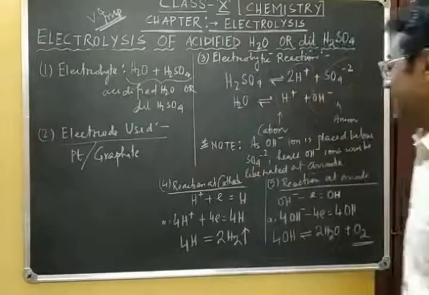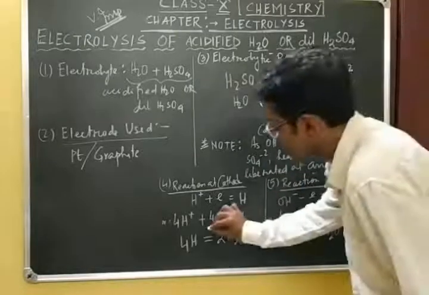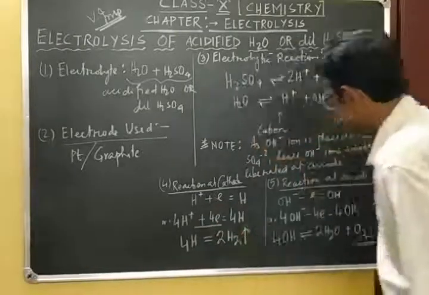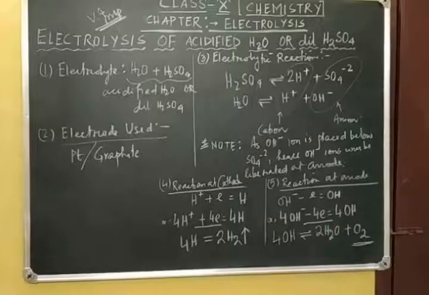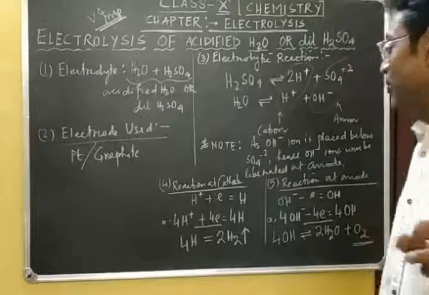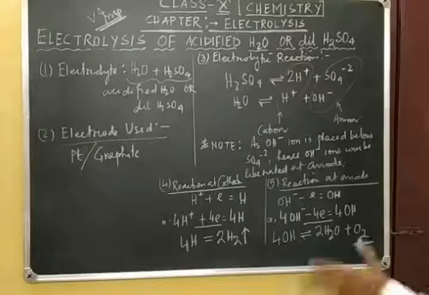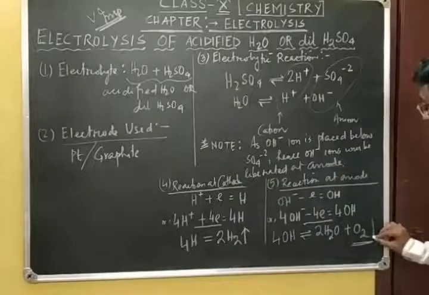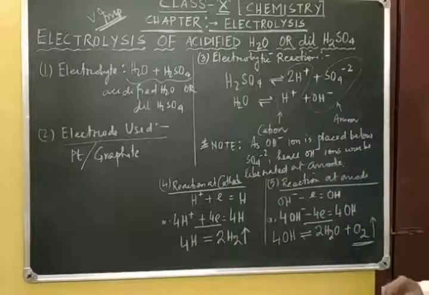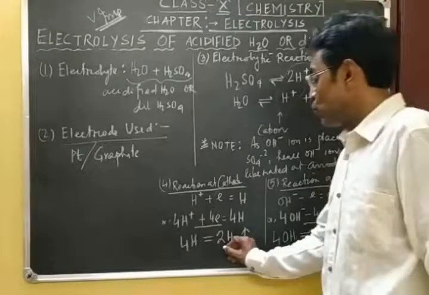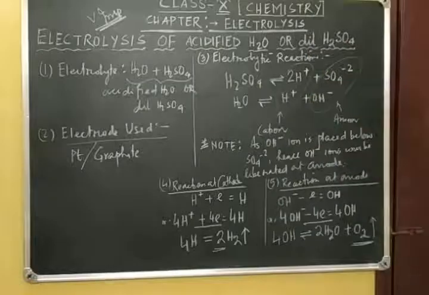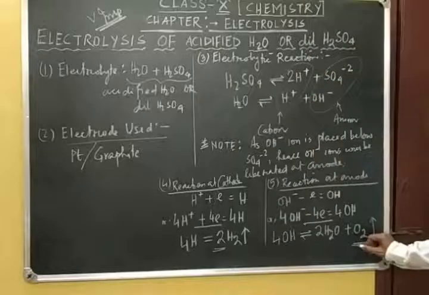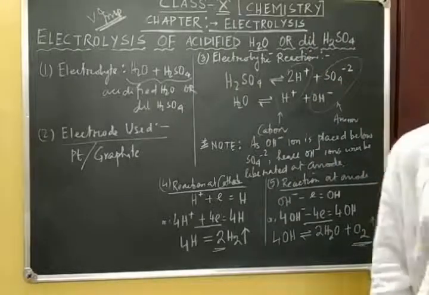So this is the reason. See here, this is 4 electrons gained and here 4 electrons lost. So your answer will be, hydrogen will be liberated at the cathode, oxygen will be liberated at the anode. Now one more interesting fact you can see. 2 volumes of hydrogen will be liberated at the cathode, 1 volume of oxygen will be liberated at the anode.